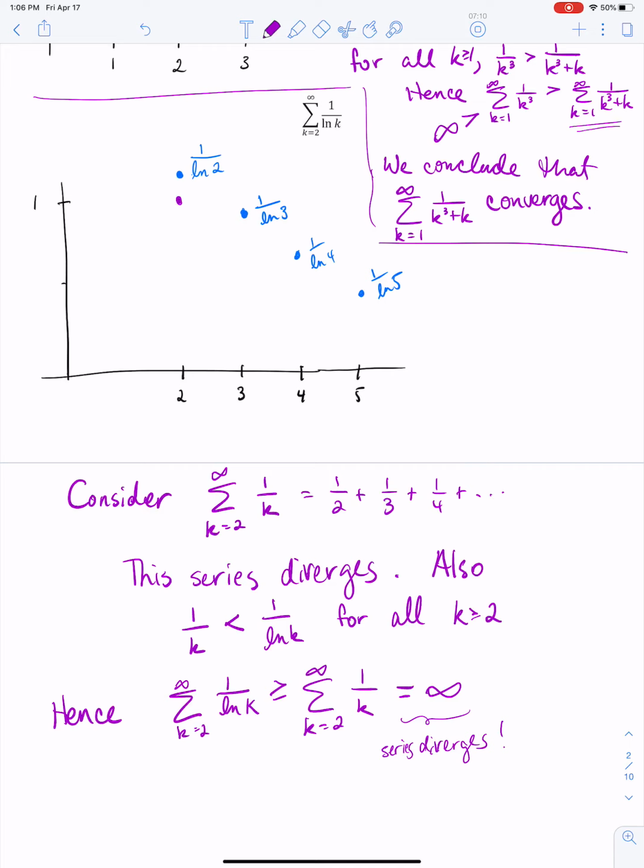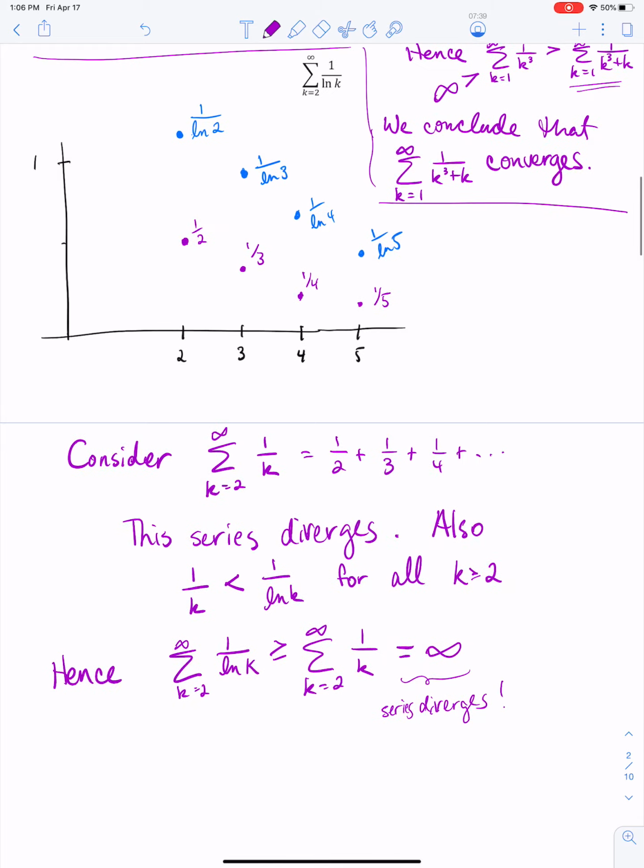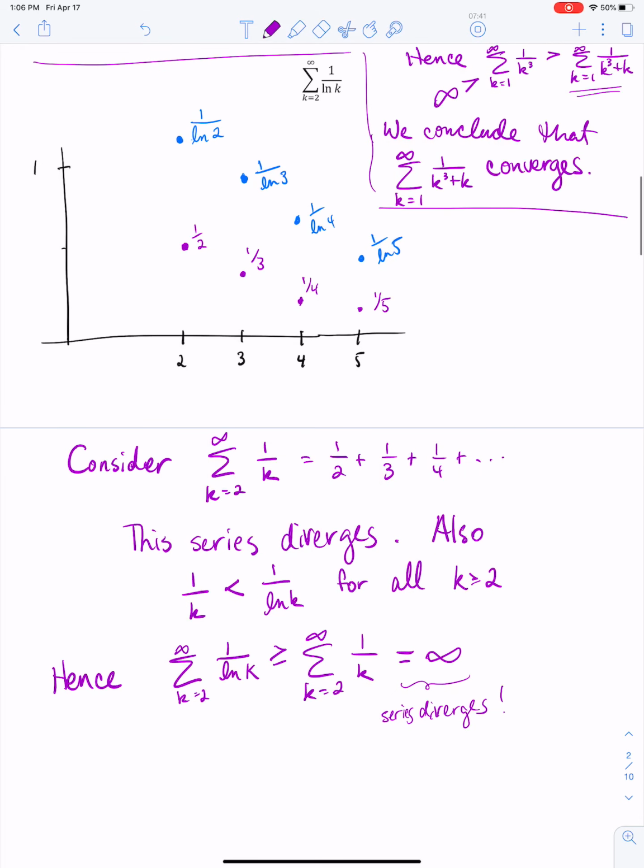And so because our series at every point is greater than a divergent series, let's go ahead and get rid of that. We're going to add in the harmonic series terms here. This is going to be 1/2, 1/3, 1/4, 1/5, and so on. Because our series in blue is bigger than a divergent series for every term, then we would conclude that our series also diverges.